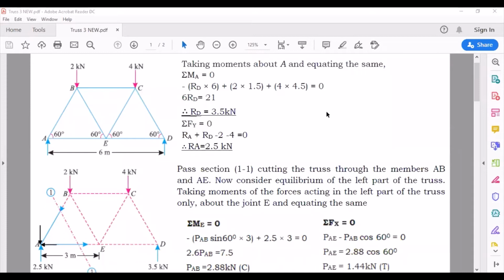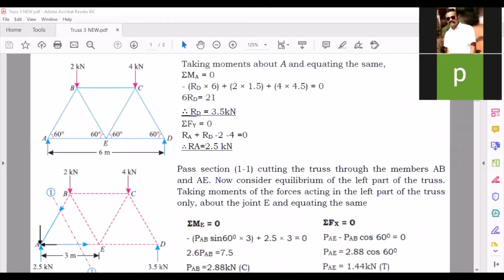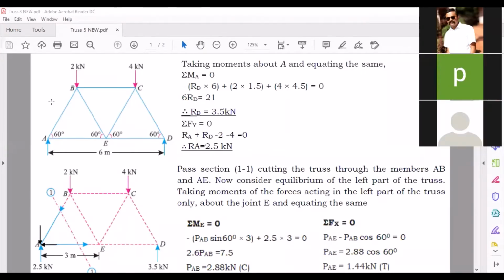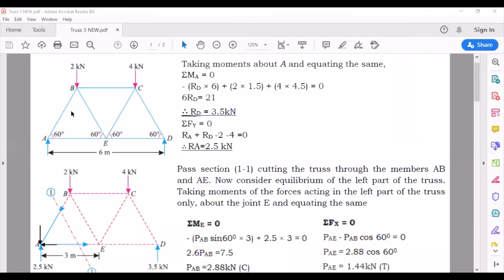Now in method of section, as I told you, you will be able to calculate the required member forces only of those members which you want, you can calculate it by method of sections. Now, what happens actually is, whichever member you want to calculate, you are supposed to cut the section of that member.